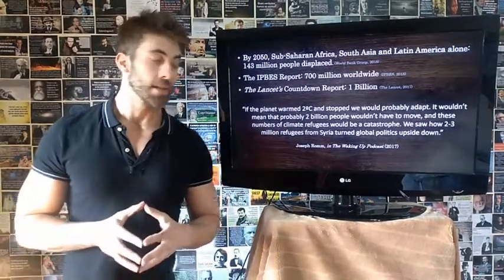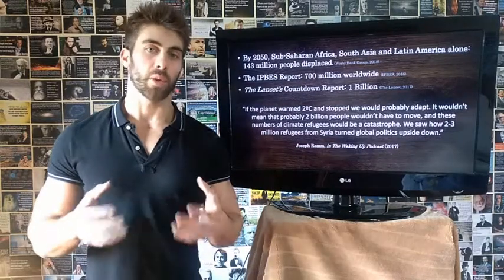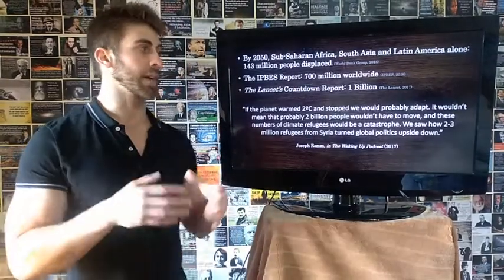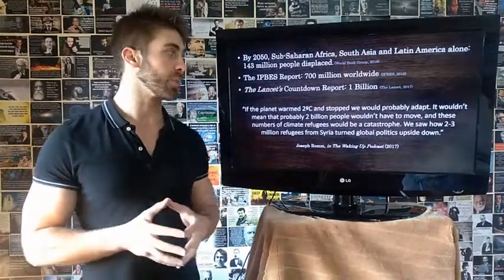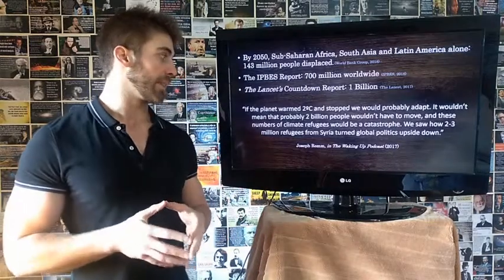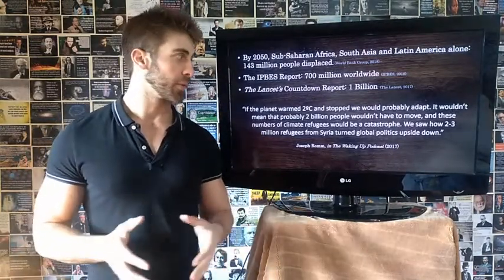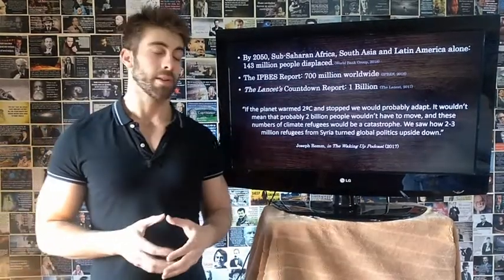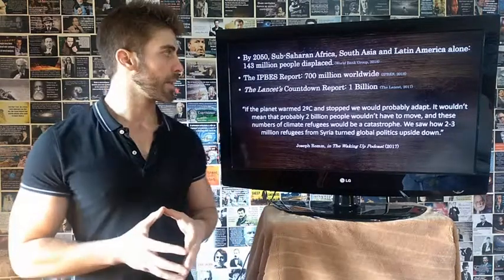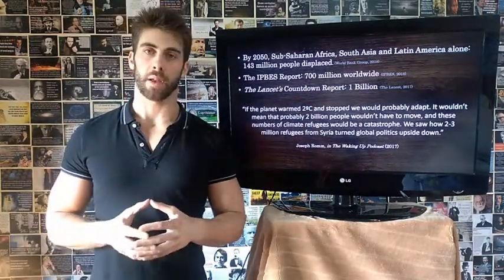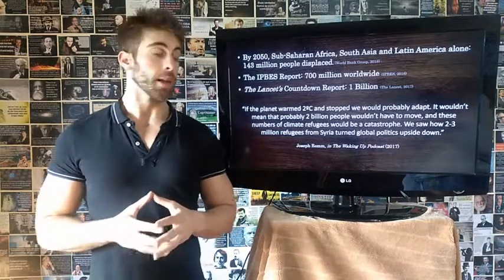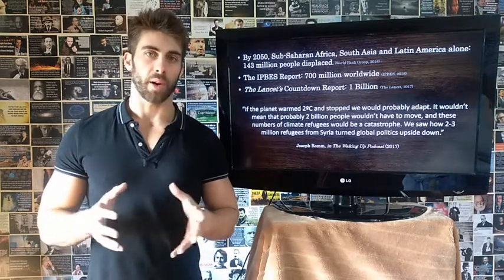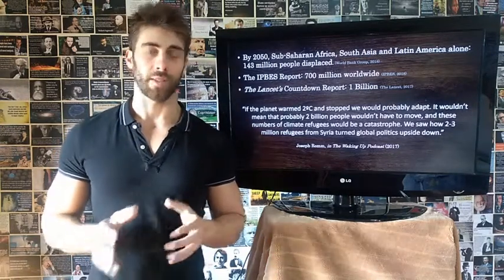And as Joseph Romm says, if the world were to increase in warmth, which is most likely by now, we would probably adapt, but that wouldn't mean that a number close to 2 billion people wouldn't have to move. And these numbers of climate refugees would be a catastrophe. We saw 2 to 3 million people from Syria turn global politics upside down. So when we think about the hundreds of millions of climate refugees that will probably be on the move in the future, we have to prepare for a really civilizational challenge.